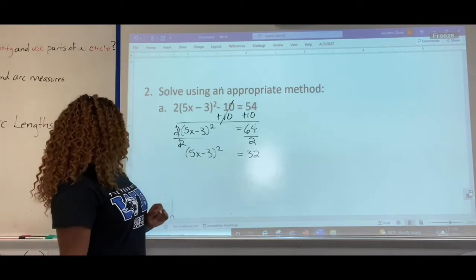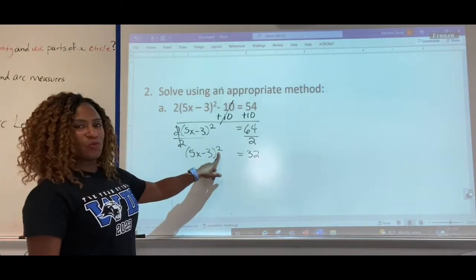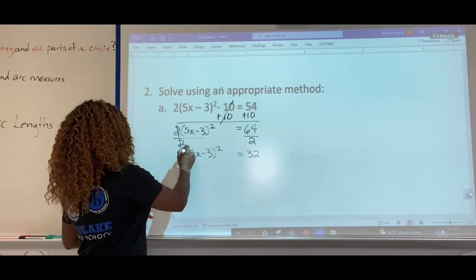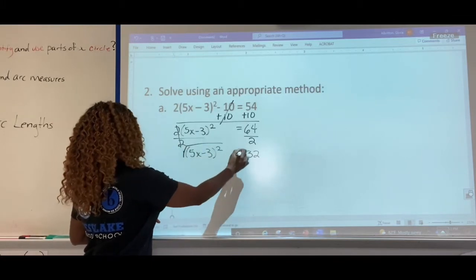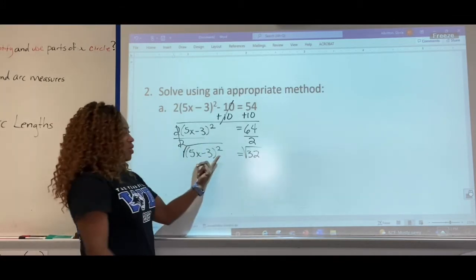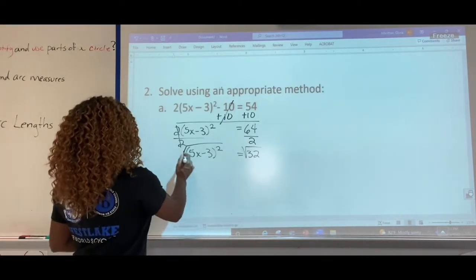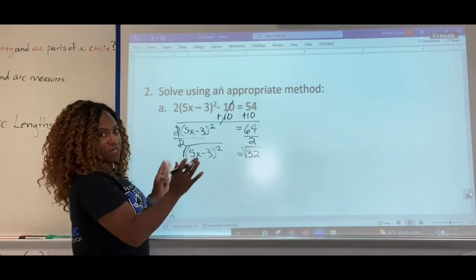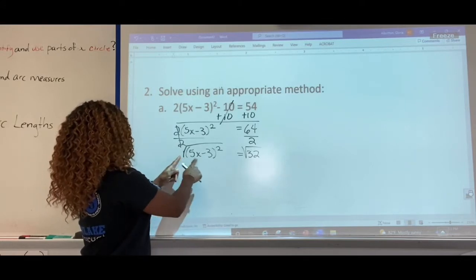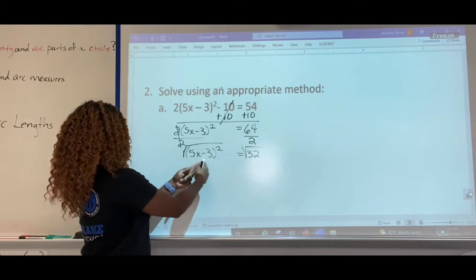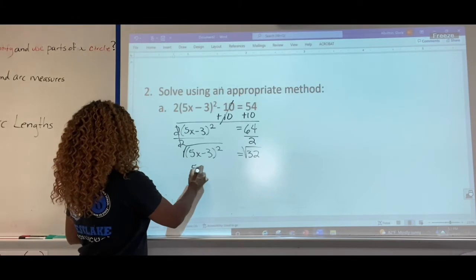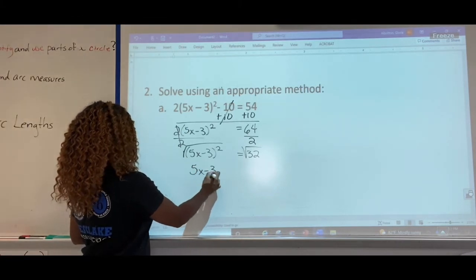Now let's apply the square root method, because we wanna get rid of this square. That means I'm gonna put a radical sign here and here, because whatever you do to one side of the equal sign, you have to do to the other. Now, the only thing that this will accomplish is that the square root of anything squared is the radicand itself. That gives me 5x minus 3.